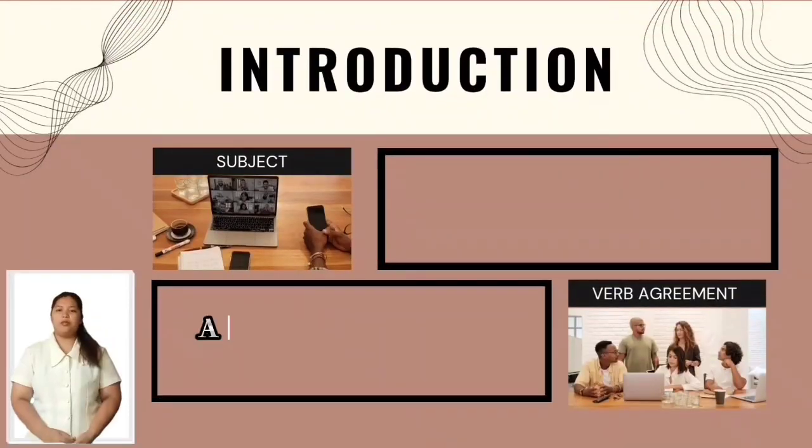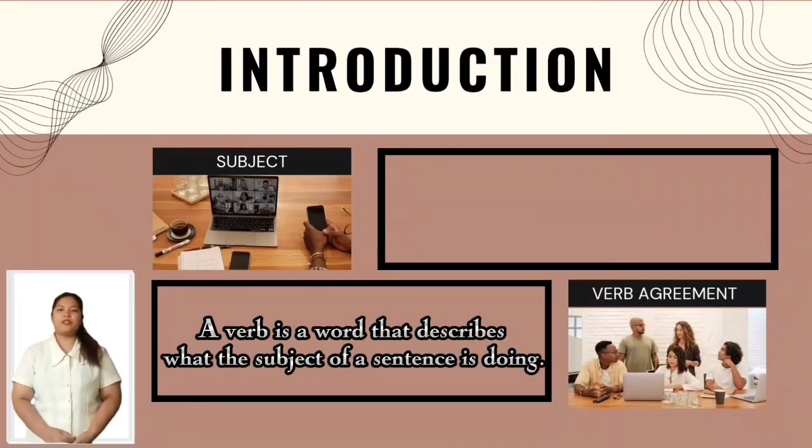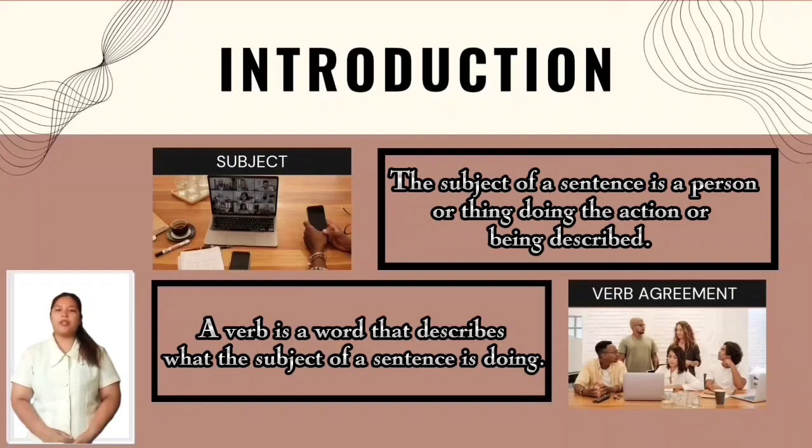What is a verb? A verb is a word that describes what the subject of a sentence is doing. Verbs can indicate physical or mental actions, occurrences, and states of being. What is the subject? The subject of a sentence is a person or thing doing the action or being described.